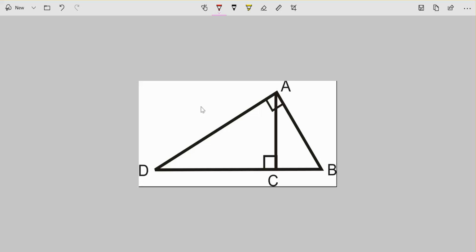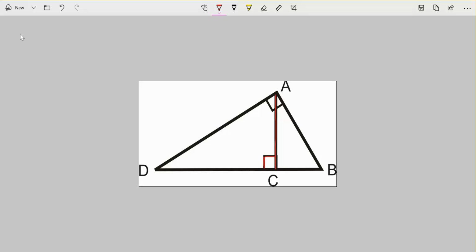So I'm going to use this to prove the Pythagorean theorem using the right triangle similarity. And the right triangle similarity theorem says that if I draw an altitude from the right angle down to the hypotenuse, and it's an altitude because it's perpendicular, I create three similar right triangles.